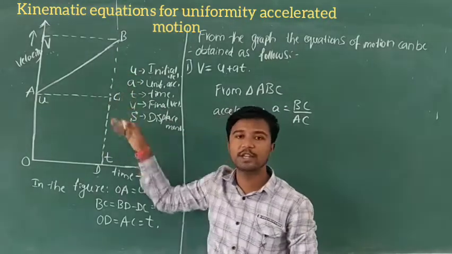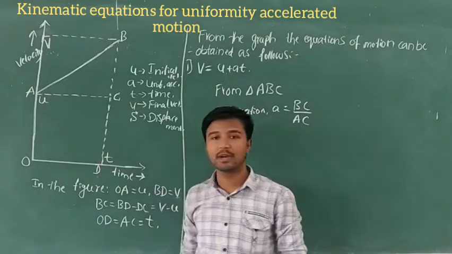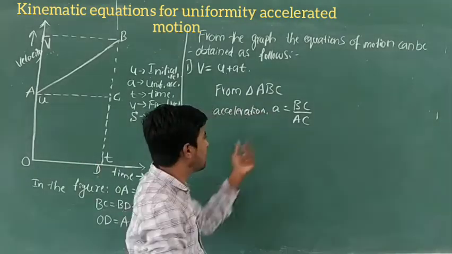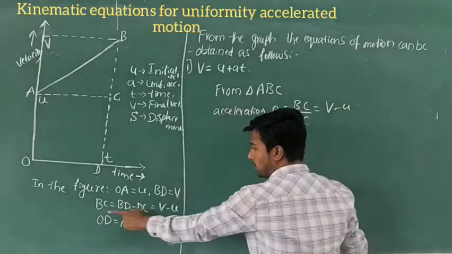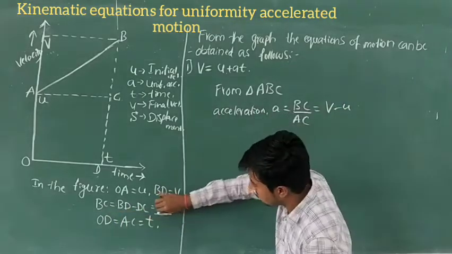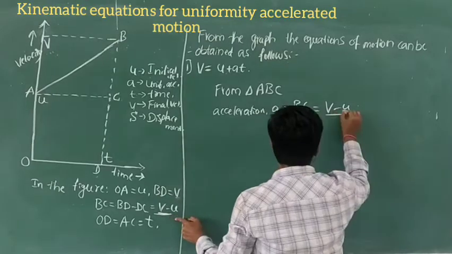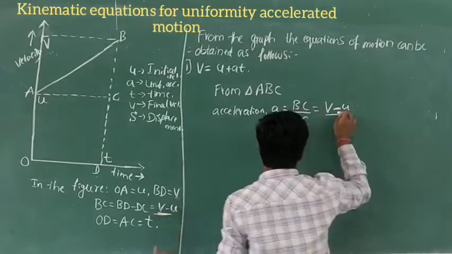BC means the change in velocity. AC means the time interval. BC is equal to V minus U, as I already mentioned. I have to put the value of BC in here.